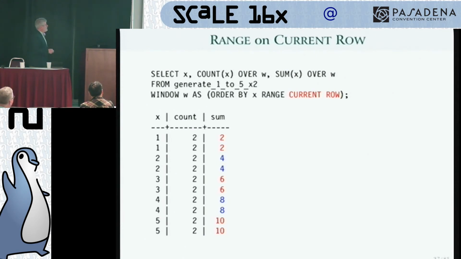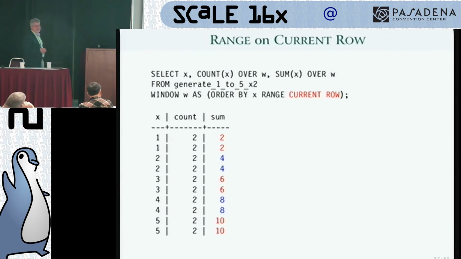I can do this, order by X range current row. Now this is interesting. I'm in range mode here. So what this really is, range between current row and current row, and effectively each row sees two rows, right? That sees 2, 1 plus 1. This sees 4, 2 plus 2, 6, 3 plus 3, 4 plus 4, 5 plus 5, boom, like that. Right? It works.